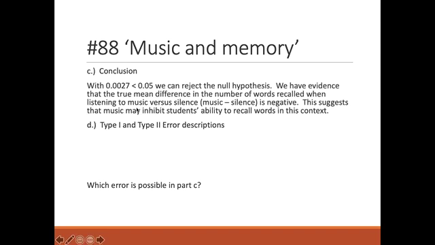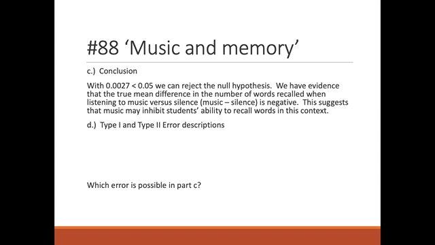So for this conclusion, you should always compare your p-value to your level of significance. In this case, that's 5%. So we can reject the null hypothesis. This is an unlikely event. So we do reject the null hypothesis, which means that we do have evidence of the alternative. And I would just copy the words. We have evidence that the true mean difference in the number of words recalled when listening to music versus silence, so music minus silence, is negative. So in other words, what does that mean? It means that music may inhibit the ability of the students to recall words in this particular context.